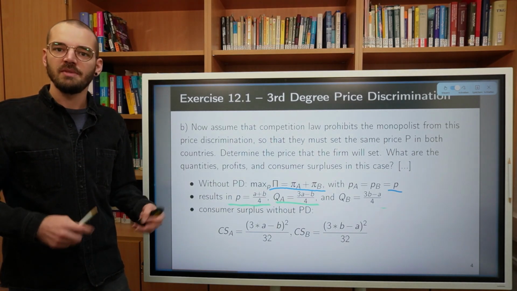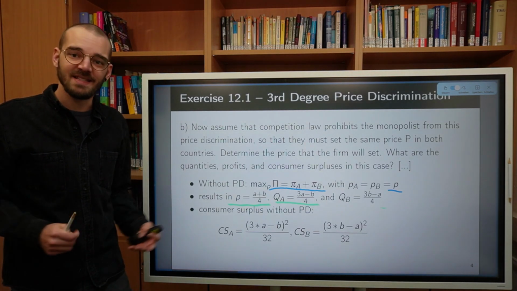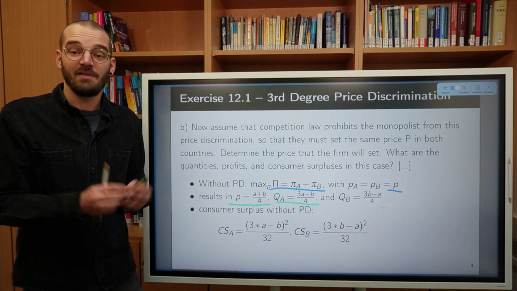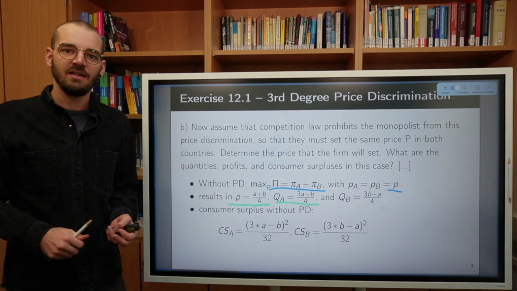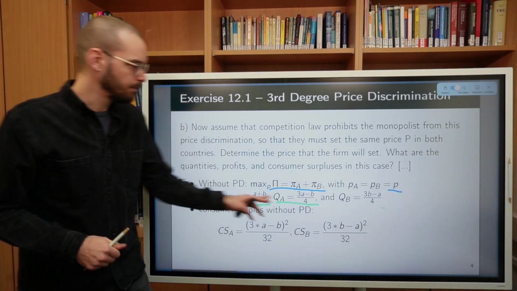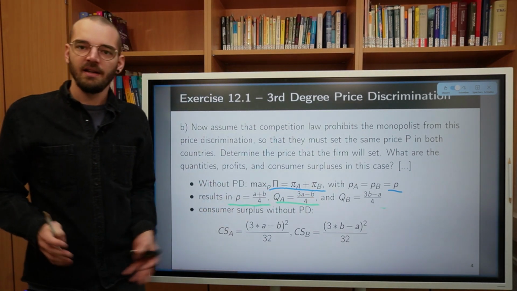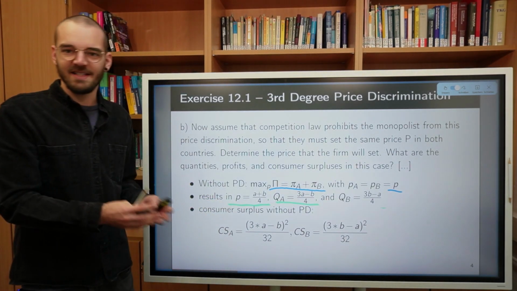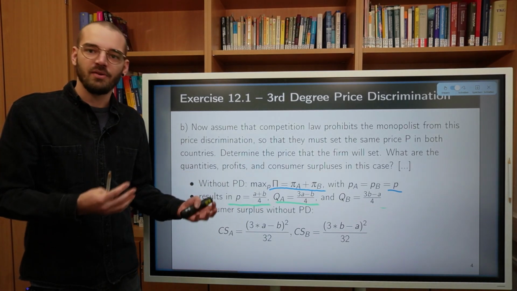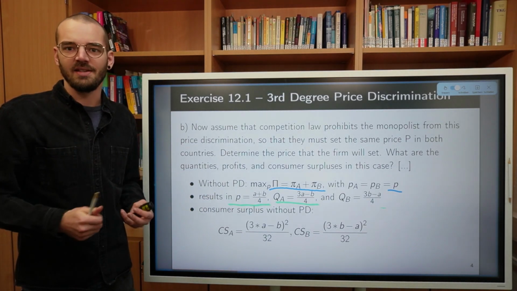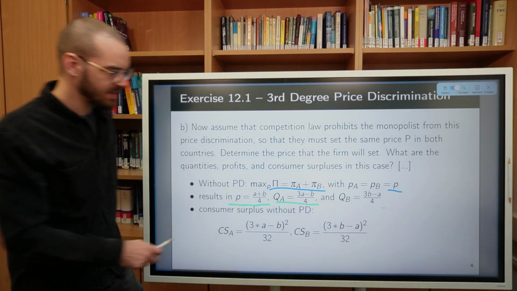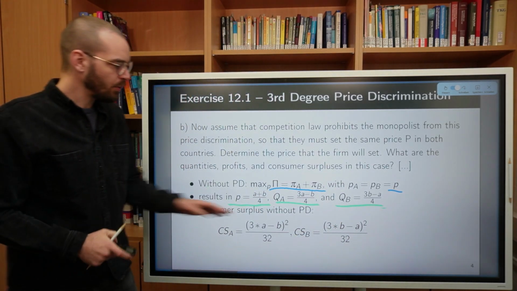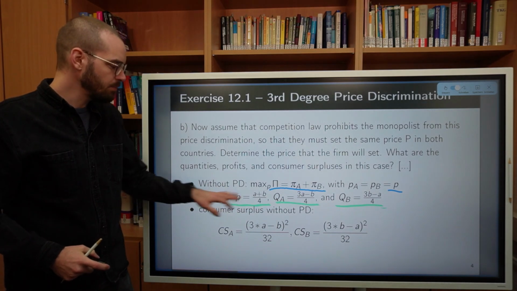Of course, the symmetry is no coincidence, but instead you will remember that the demand functions were the exact same, just with interchanged parameters. So, of course, logically, for the same equilibrium price, we will get symmetric quantities just with interchanged parameters, right? So, these are the equilibrium quantities for this given uniform price in both countries.